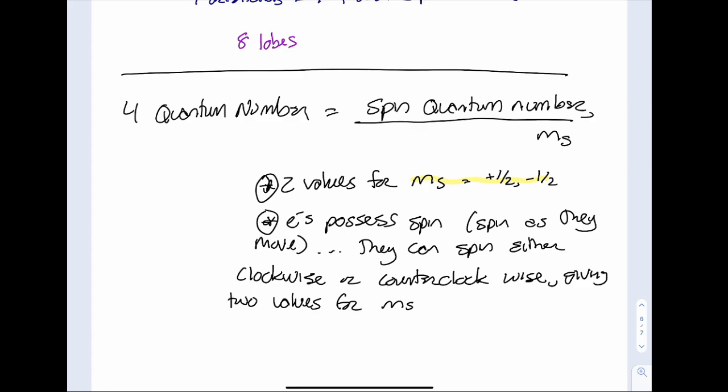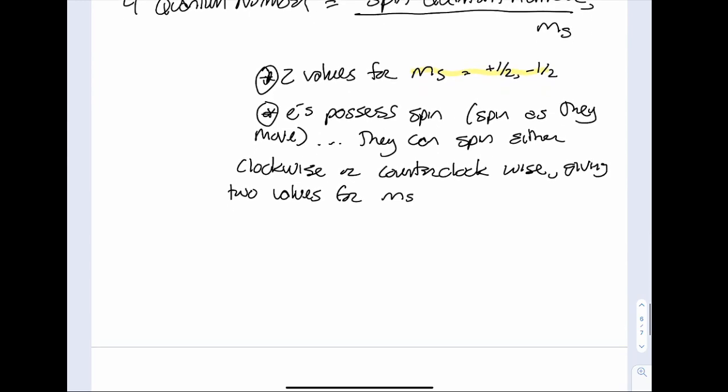So it doesn't matter what shell they're in. It doesn't matter what is the shape of the orbital, right? What subshell they're in. It doesn't matter if it's oriented on the x or the y axis. They can still only spin 2 directions, clockwise or counterclockwise. So we only have 2 values. We are going to, in the next video, start putting electrons into orbitals. Before we do that, we do need the Pauli exclusion principle. And the Pauli exclusion principle is what's going to tell us the maximum number of electrons per orbital.